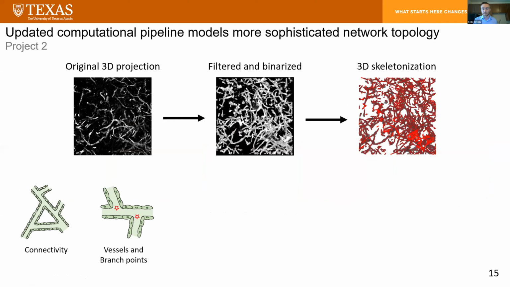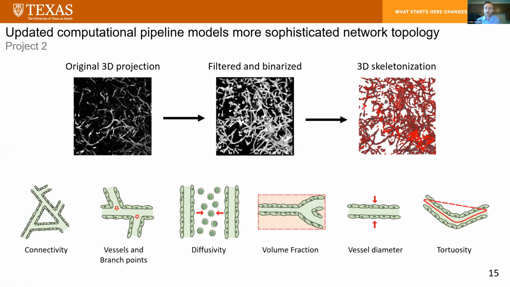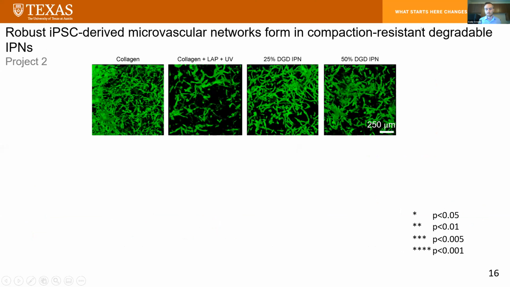We also were able to update our computational pipeline. This is basically a brief summary of what I discussed earlier. You'll note that earlier we were able to analyze the connectivity and the number of vessels and branch points. In collaboration with Dr. Joshua Morgan, we were able to add the following 4 parameters. We looked at overall diffusivity, so the average distance from a vessel, the volume fraction, how much of the hydrogel that vessel is occupying, vessel diameter, and the tortuosity, so basically how straight a given vessel is. We were able to do this in both degradable and scrambled hydrogels. First we looked at CD34 iPSC EP populations in degradable IPN hydrogels.